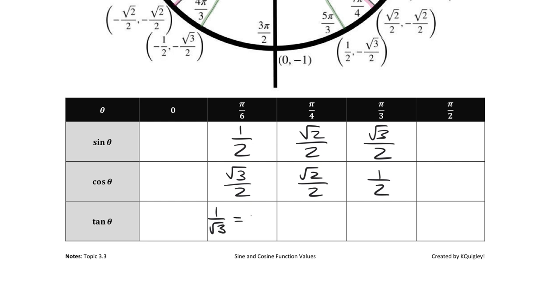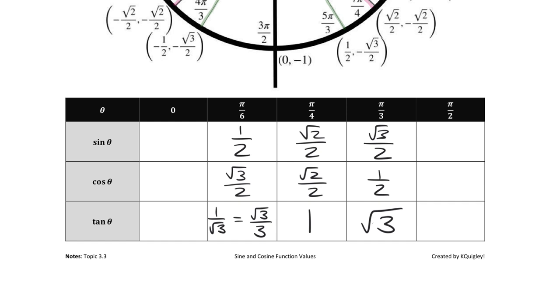Oop, we can't leave our answer like that. It's square root 3 over 3. Sine over cosine. What's square root of 2 over square root of 2? Then if we do sine over cosine, it's square root 3 over 1, but dividing by 1 is boring. Instead, what could we write there? Square root 3. Look at that.